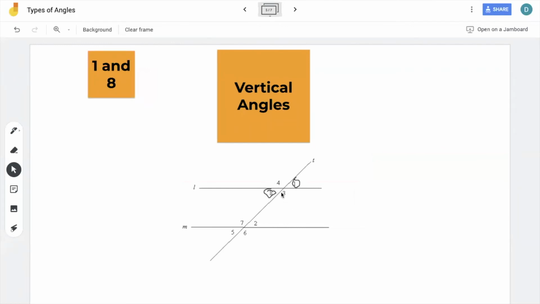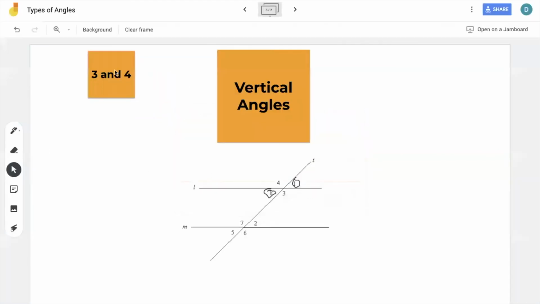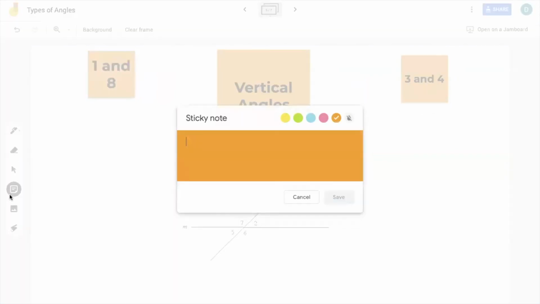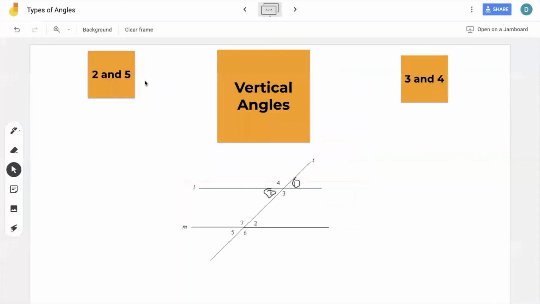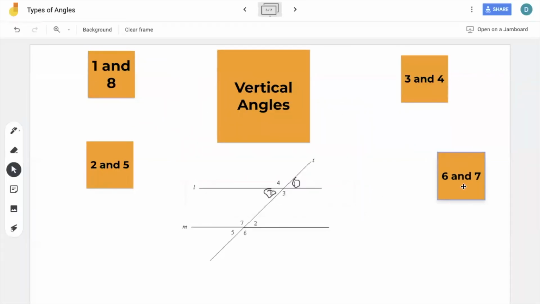3 and 4, I would say. And then there should be 2 more, but they're probably on the bottom now. 2 and 5. And then 6 and 7. These are vertical angles. Now, what do they do?